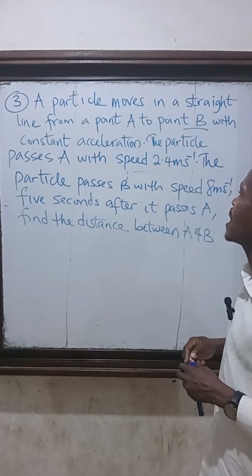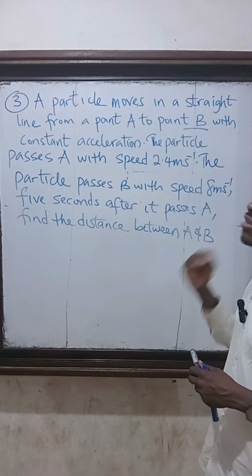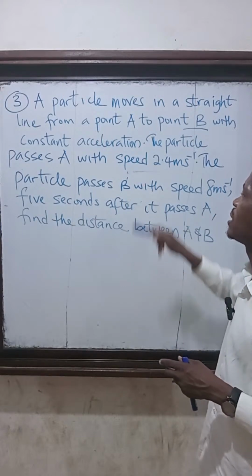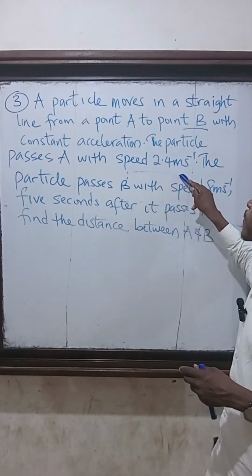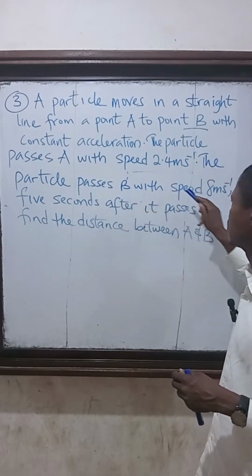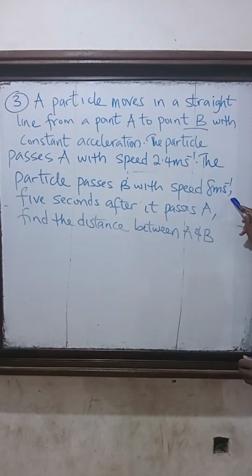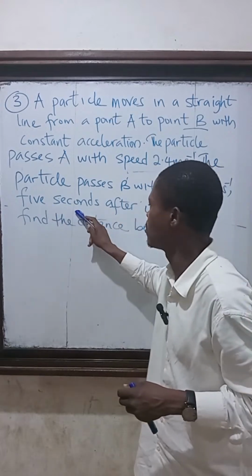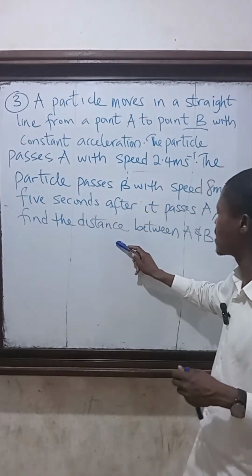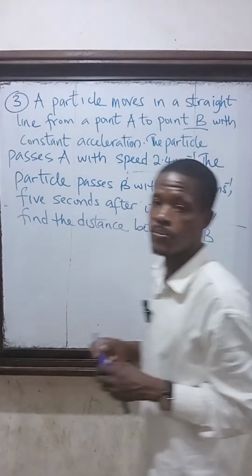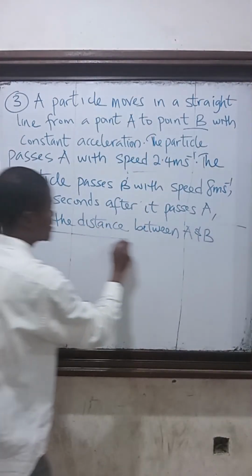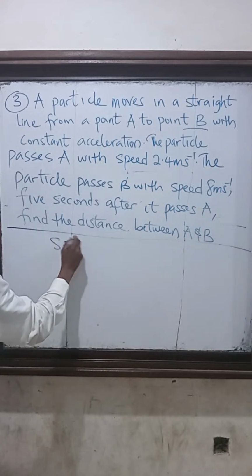A particle moves from point A to point B with constant acceleration. The particle passes A with speed 2.4 meter per second. The particle passes B with speed 8 meter per second, 5 seconds after it passes A. Find the distance between A and B. The distance we don't know, that's what we are looking for.